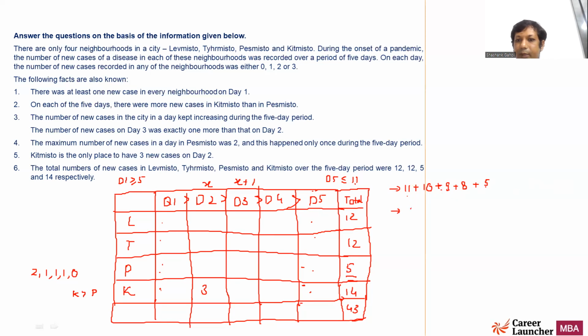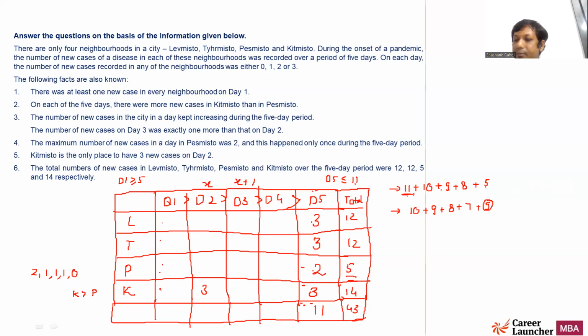Now another case might be if I take 10 on the very first day, then I am going to have 9, then 8, then 7. So I have 19 and 15, that comes out to be 34. So this value is going to be 9. That's not possible because on day 1 I need to have the minimum number of cases. So I know this value definitely cannot be 9, cannot be 10. This value has to be 11 itself. So this is 11, this is going to be 3, this is going to be 3, this is going to be 3, and this is going to be 2.